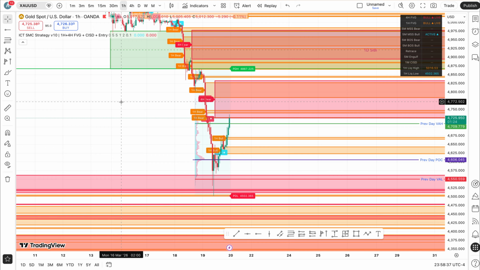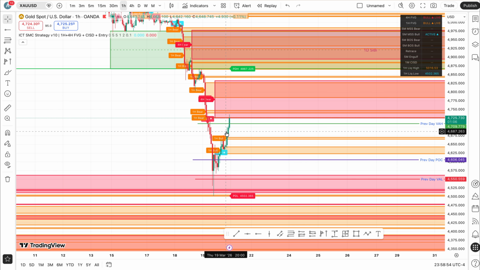After such a strong sell-off, price is likely trading. Currently, it is trading above the previous day's value area high, right? So the value area high could act as resistance, but you can see it's moved through. So let's see what the market does. The value area low might act as support, right? If it comes down, this level 550 could act as support. The POC becomes a magnet for price.